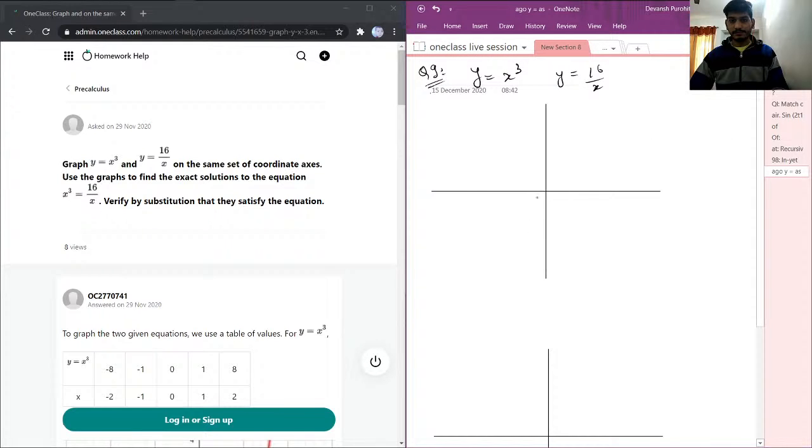I will just find a few coordinates. First 0, 1, 2, 3, 4, 6, 7. I'll be needing 8 and 9 also here.